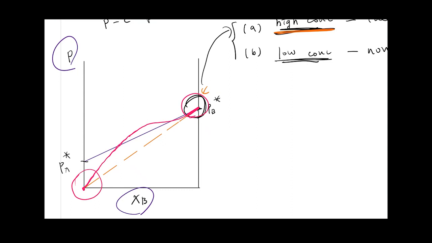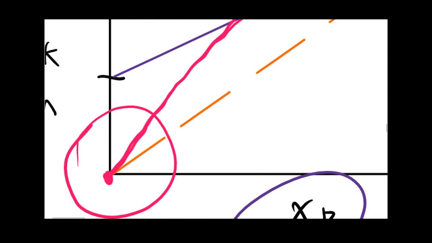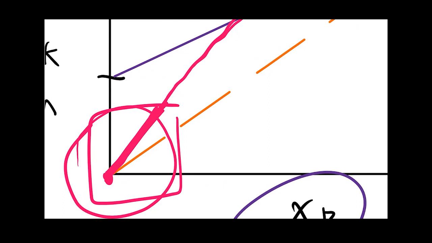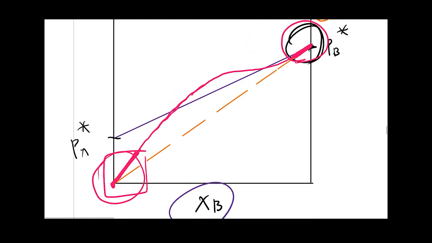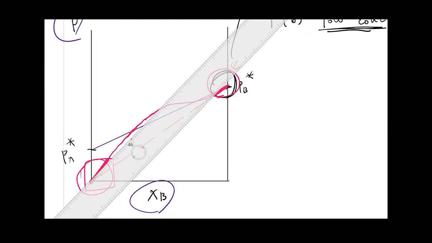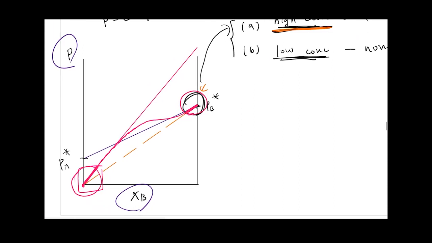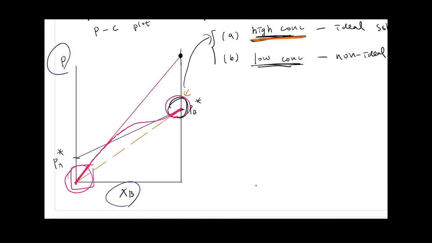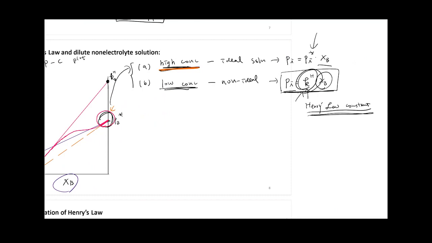When your component B is very low in concentration, if you look at this area more carefully, you will realize that yes, it deviates from your ideal situation. However, at least in this very tiny area, the vapor pressure is still linearly proportional to your mole fraction. So you can draw a line that eventually hits your y-axis, and the point where you have this intercept, we are going to call K_BH. That is the K_H we are highlighting here.